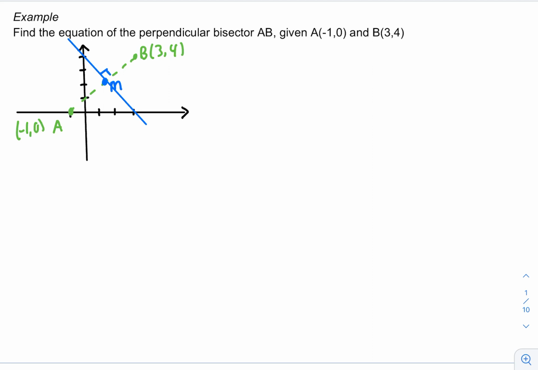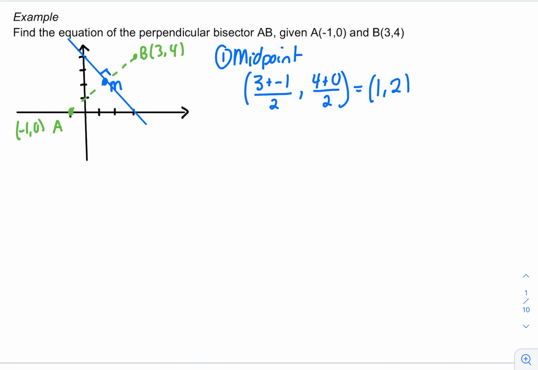Our first step is let's calculate what the midpoint is. So the midpoint between A and B, we can use the formula which says we're adding the two x coordinates, so 3 plus negative 1, and we're dividing it by 2, and we're adding the y coordinates, dividing it by 2. So our midpoint is going to be the coordinate (1, 2). So this point here is actually the coordinate (1, 2).